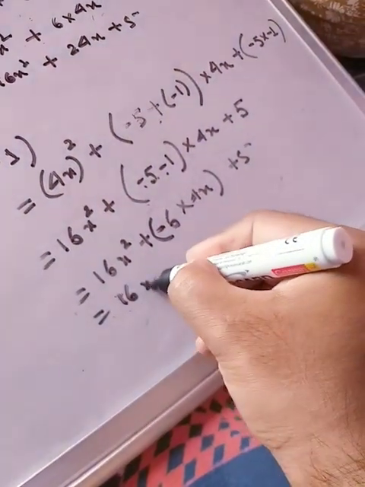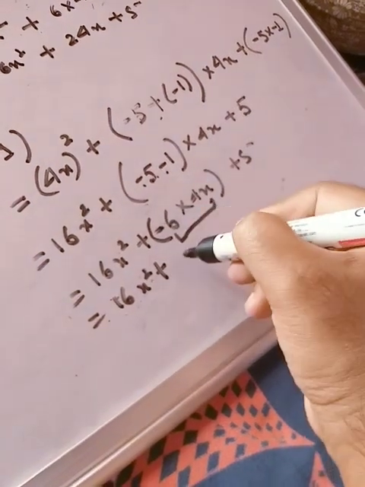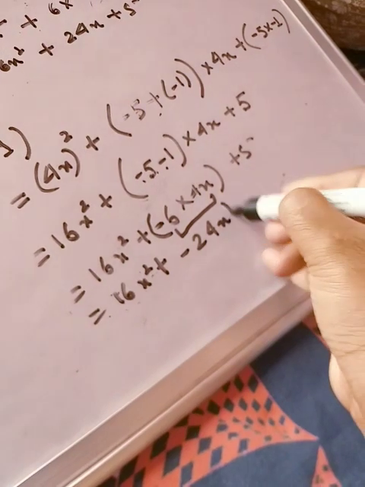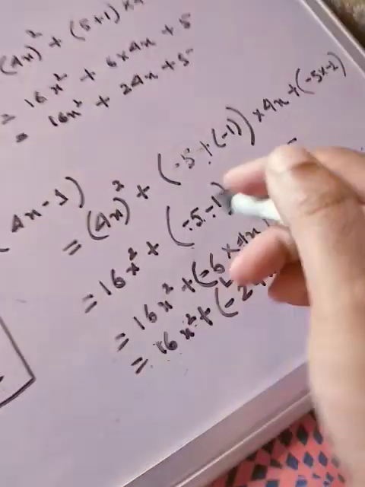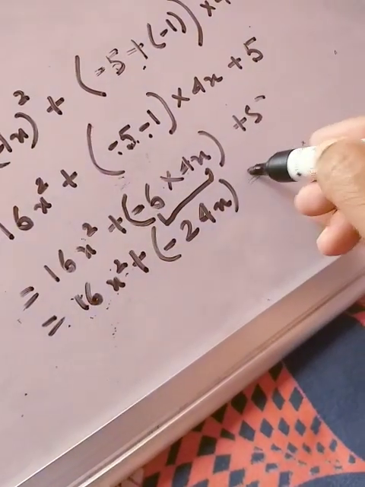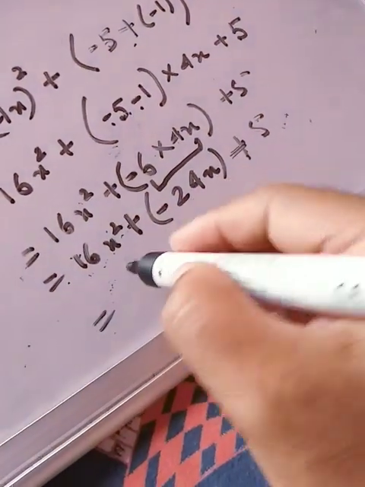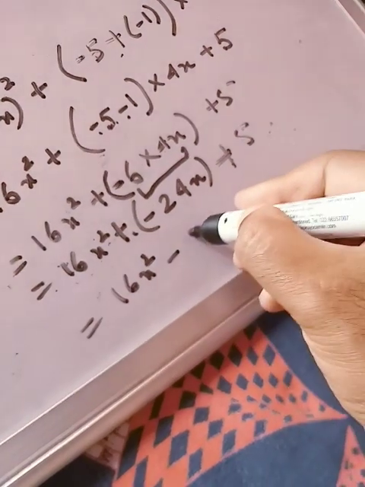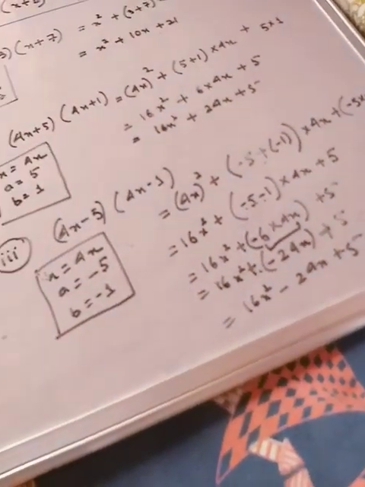So 16x square plus, if you multiply this, minus plus is minus, 6 4s are 24x. As it is carrying minus sign, we'll put it inside the bracket because the two signs are facing each other, or else it will look a little bit hodgepodge. So plus minus is minus 24x plus 5. So this is how you will do sum number 3.